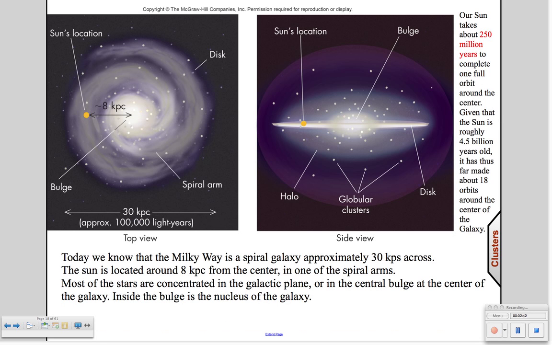So this is a top view of our galaxy. As I mentioned, it's a spiral galaxy. We are about 8 kiloparsecs away. The whole galaxy itself is about 30 kiloparsecs across, or about 100,000 light years across. Our sun takes about 250 million years to make one complete orbit around the center of the galaxy. Given that the sun is roughly 4.5 billion years old, it has thus far made about 18 orbits around the center of our galaxy.